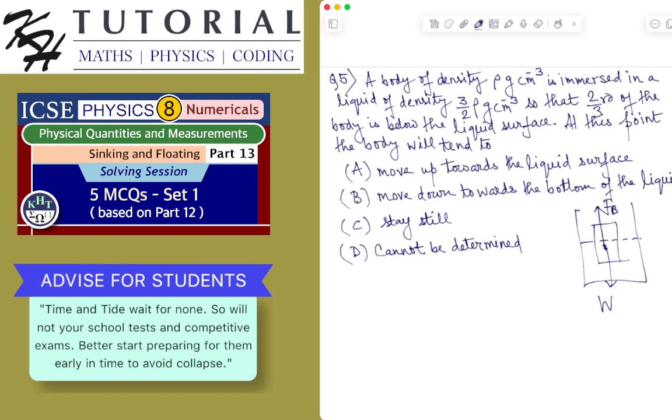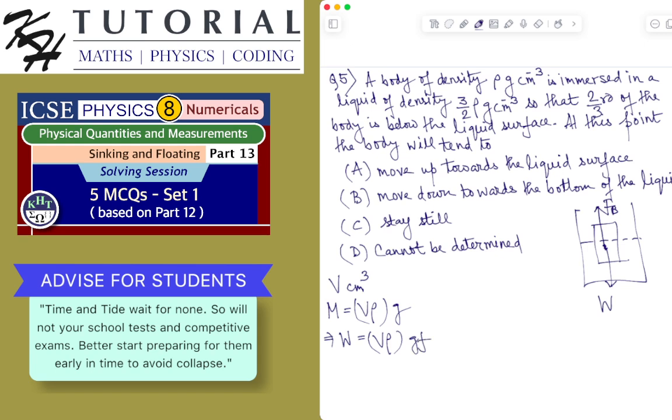Okay. Now it is given that, let's say the volume of the body is V centimeter cube. So the mass of the body is its volume times its density, V rho, this much gram is the mass. So this implies that the weight of the body in the air is V rho, this much gram force.